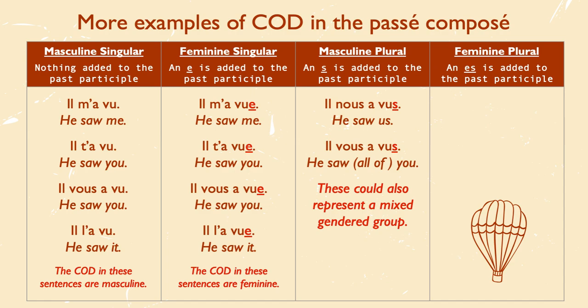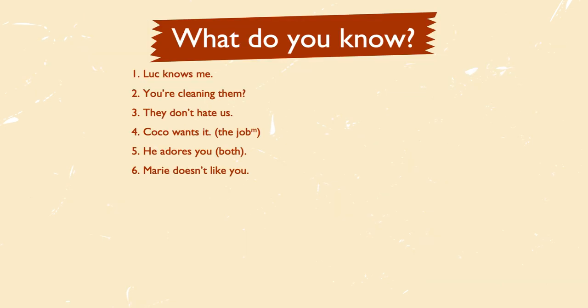And then finally, a feminine plural group, an ES is added to the past participle. Il nous a vues. He saw us, and we are a feminine group, and there's more than one of us, so we add an E and an S. Il vous a vues. He saw you, all of you, and you're all feminine, and there's more than one of you, so we add an E and an S.